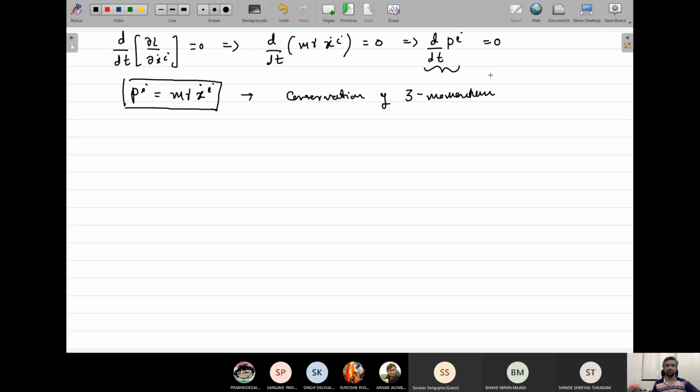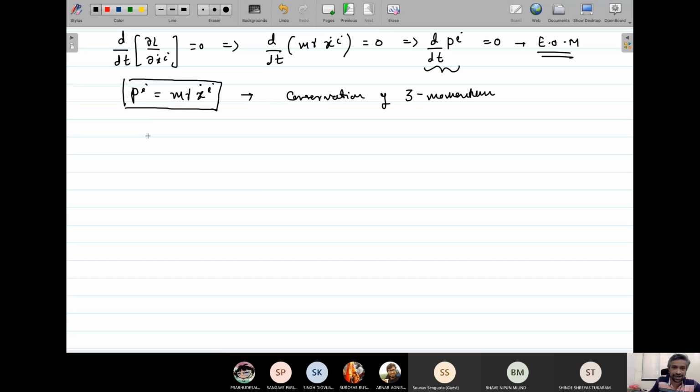Okay, clear? Fine. So these are my Euler-Lagrange equation of motion. It is nothing but telling you that momentum is a constant of motion. Momentum is constant. Okay. Is that clear?